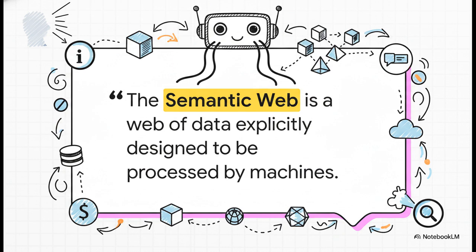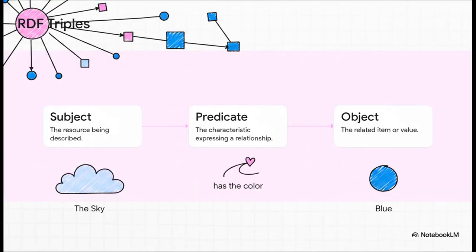The whole goal was teaching machines to literally understand the underlying structure of our world. But to make the semantic web actually work, we needed a completely new language. So the Resource Description Framework, or RDF, steps in and breaks information down into machine-processable triples.